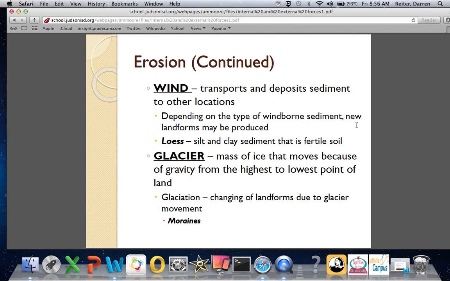Now, you see that term in there called loess, okay? That silt and clay sediment that's fertile soil, that's that layer that helps us grow things. So if we don't have that, like in the Dust Bowl, we're not going to be able to grow anything. Now, the glacier, luckily we don't have to deal with the glaciers too much anymore, just a few parts of the world, but not in Minnesota, luckily. You're just making sure you're seeing those huge masses of ice that are going down and just completely destroying the land.